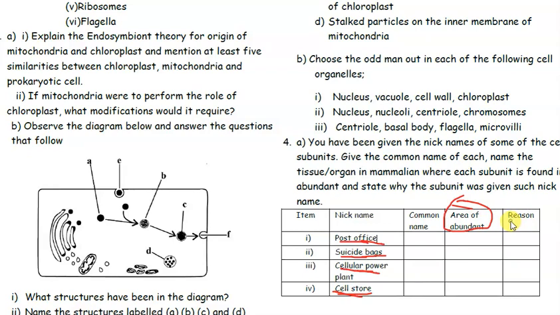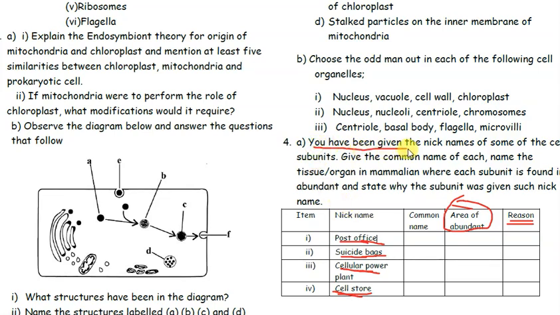You also need to know the reason. For example, when you say the nucleus is the brain of the cell, why? The reason is that it controls all activities of the cell. So you may be asked different kinds of questions, but I need you to be aware of all of these kinds of questions.